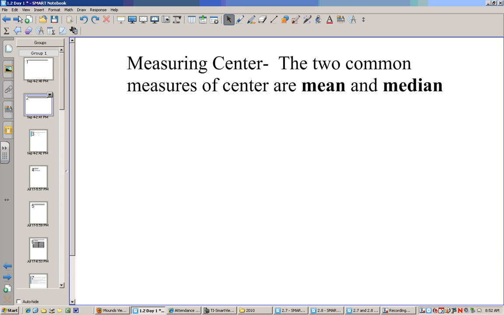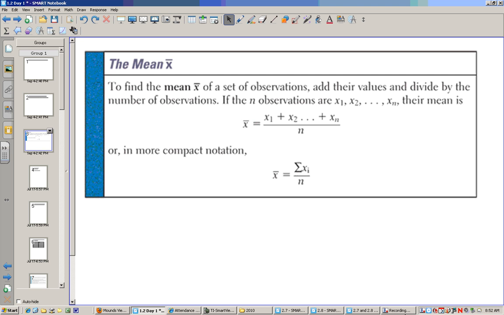First, if we're measuring center, there are two common measures for center: mean and median. And today we'll learn when to use one and when to use the other one.